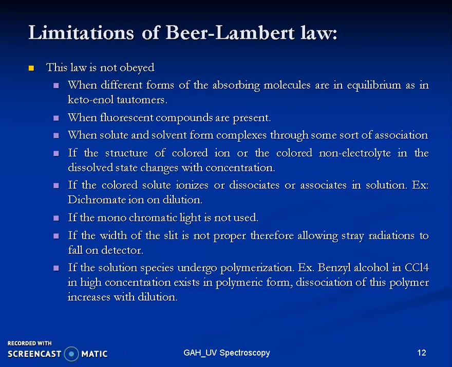So if there is a change in the electronic parameters, then definitely the absorption pattern for both the chemical entities, that is the keto and enol forms, will be different. So if any chemical entity is undergoing equilibration between two chemical forms, then that entity will not obey Beer-Lambert's law.